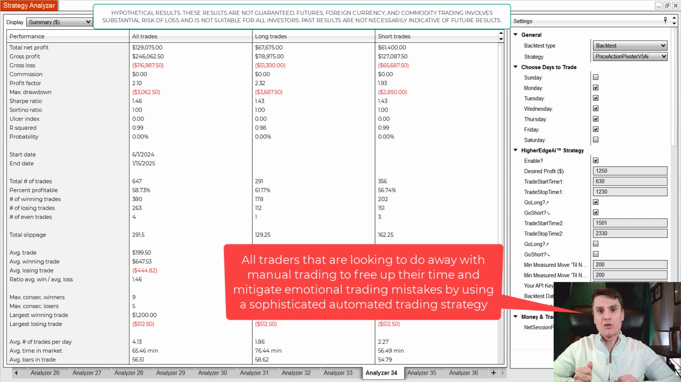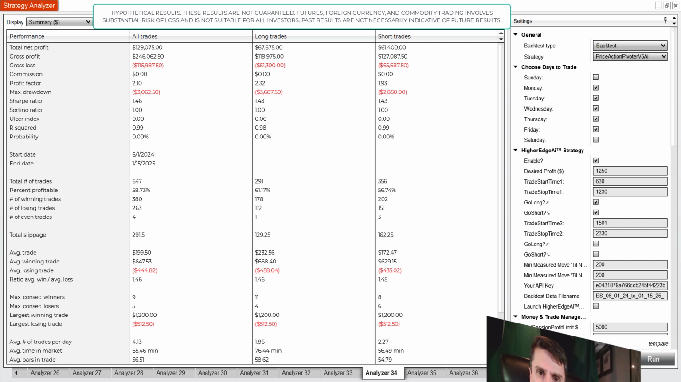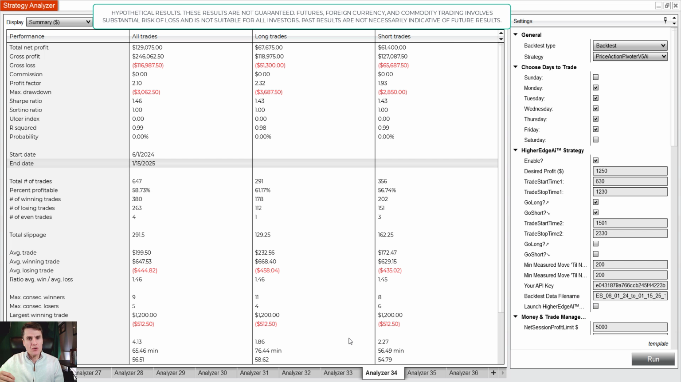Now, I would like to show you the results of what I've been working on for the last 4 months, so let's jump right in. I think the best way to demonstrate how this advanced automated trading strategy works, as well as how the proprietary HigherEdgeAi LSTM model works, is to simply show you some hypothetical backtests. I'll show you ES, NQ, and GC, and then I'll analyze those a bit, and then I'll show you how to deploy the Price Action Pivoter V5Ai strategy onto a chart and how easy it is to do so.